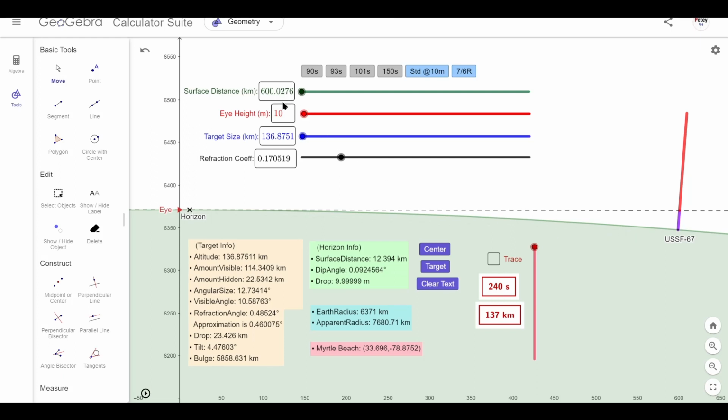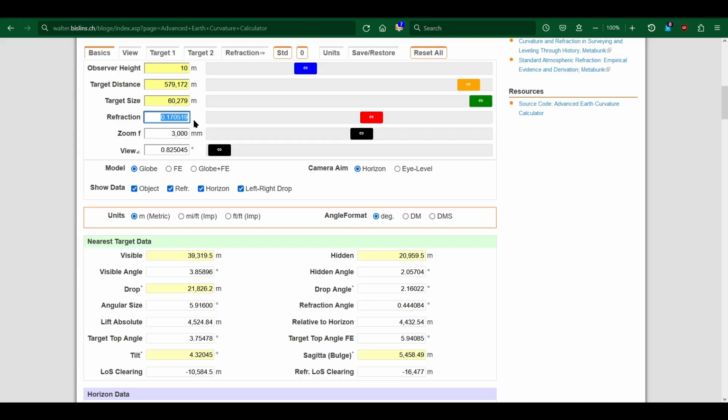Values can be input directly using these boxes, or can be adjusted with these sliders, while data for specific times can be shown using these presets, or with this slider. Now obviously, refraction plays a role in how much there is to see above the horizon, and this is the coefficient value that I've chosen. And I got that from Walter Bisland's website. That's this value here.